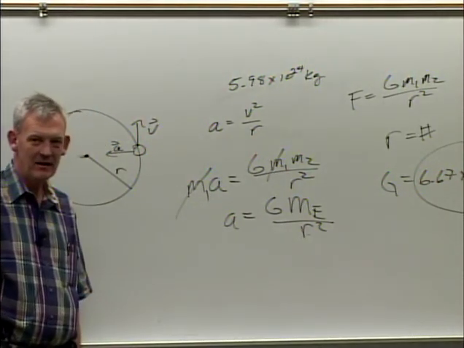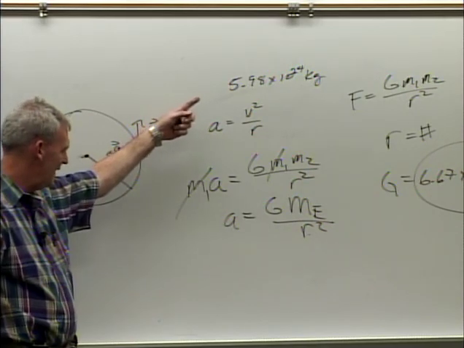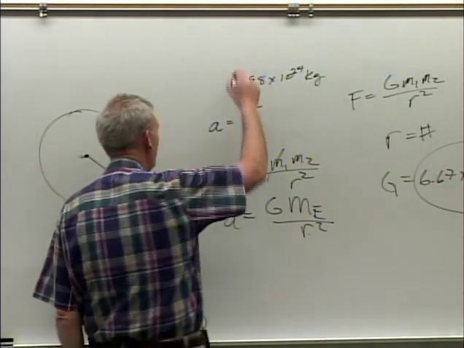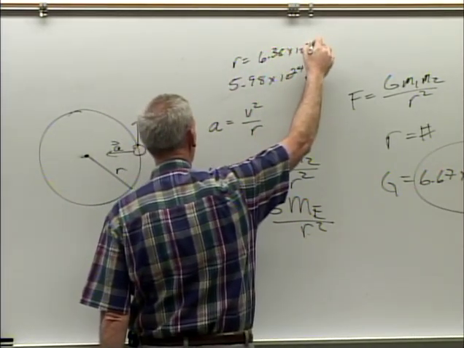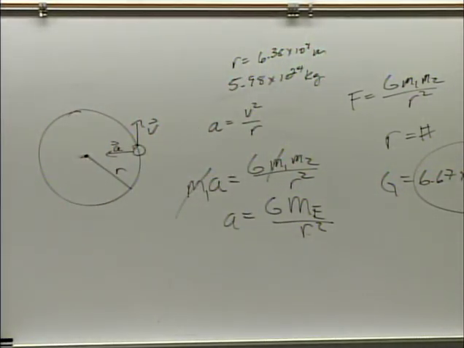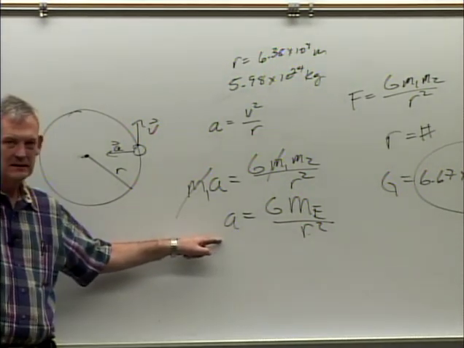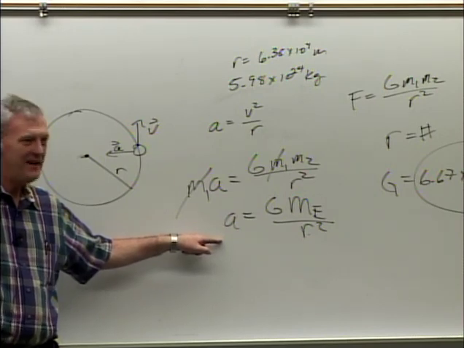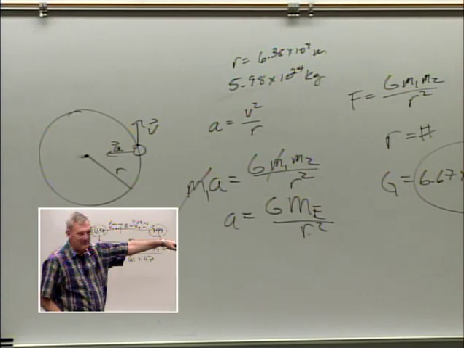It's getting scary when you start remembering numbers like that. All right? Times this, which I just remembered, divided by the radius of the Earth, which I think is 6.38 times 10 to the 8th meters. Something like that. I think that's pretty close. All right? And we square that. Guess what we're going to get for a? You've been using it all semester. 9.8. Yeah, you'll get 9.8 meters per second squared. That's where it came from.